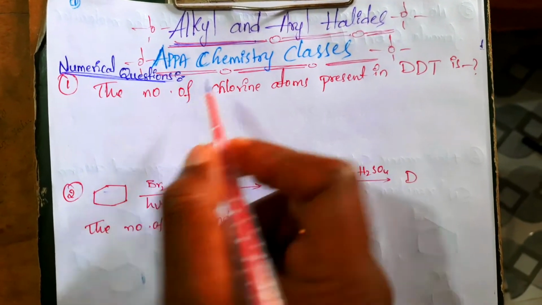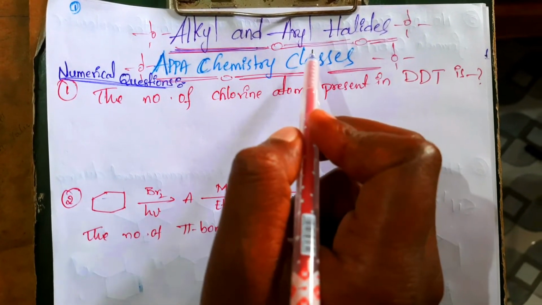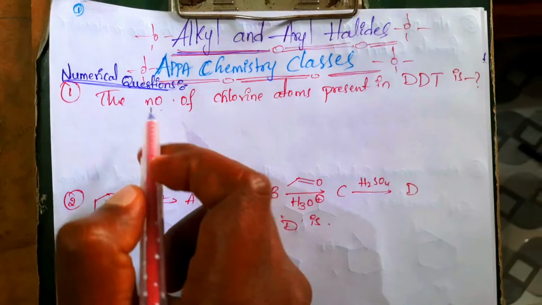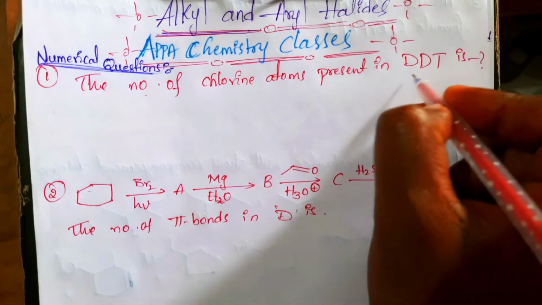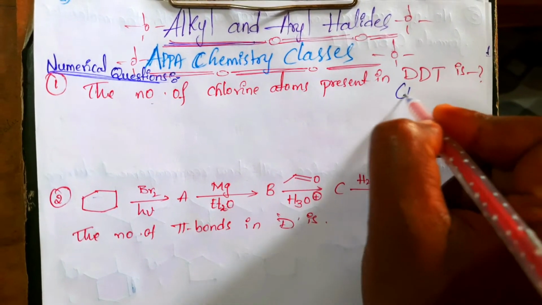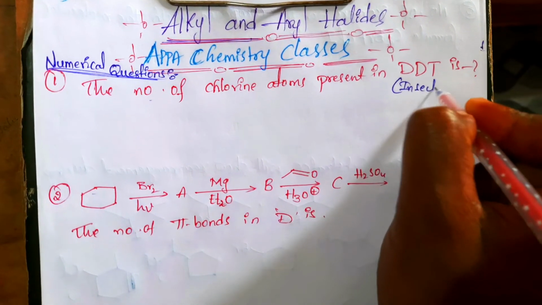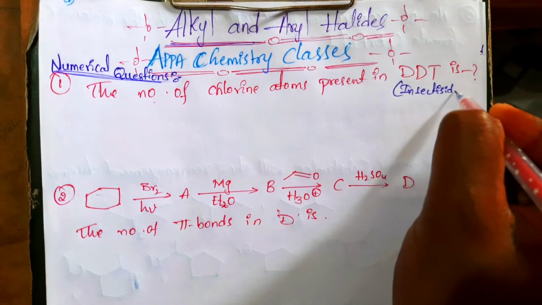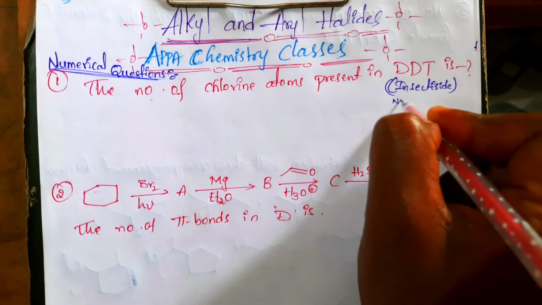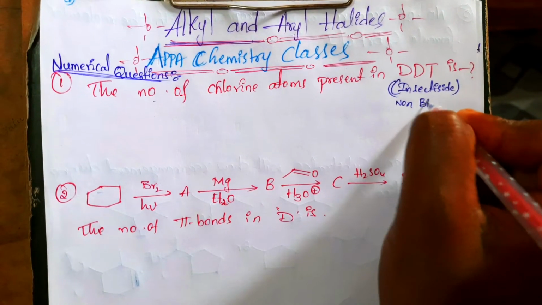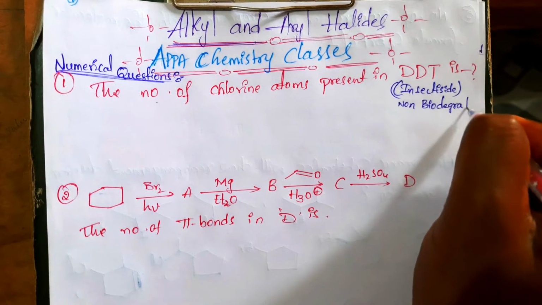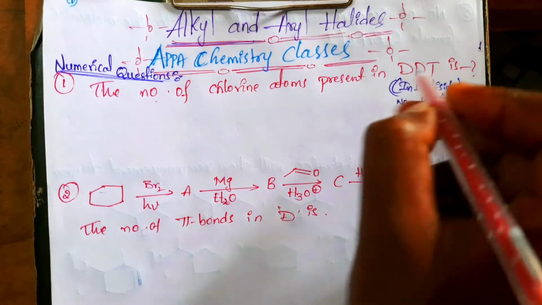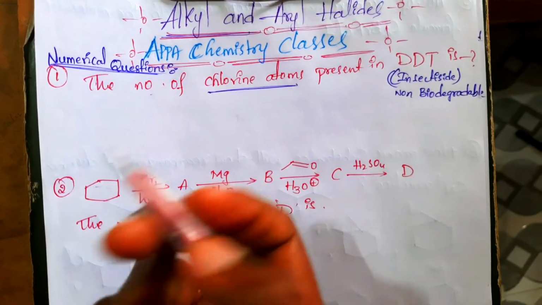Now we will see the numerical questions based on alkyl and aryl halides. In that, the first question is the number of chlorine atoms present in DDT. What is DDT? It is an insecticide which kills insects, but it is a non-biodegradable compound. So how many chlorine atoms does it contain, they are asking.